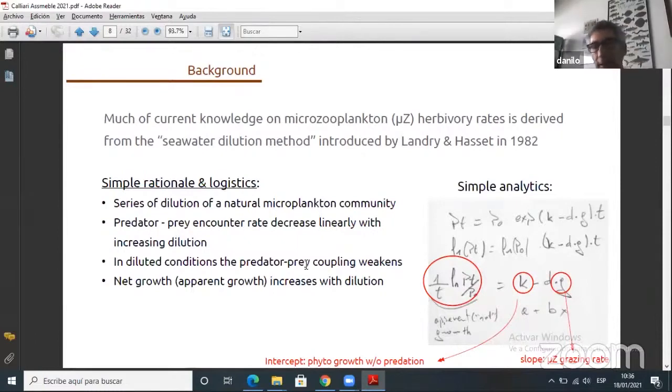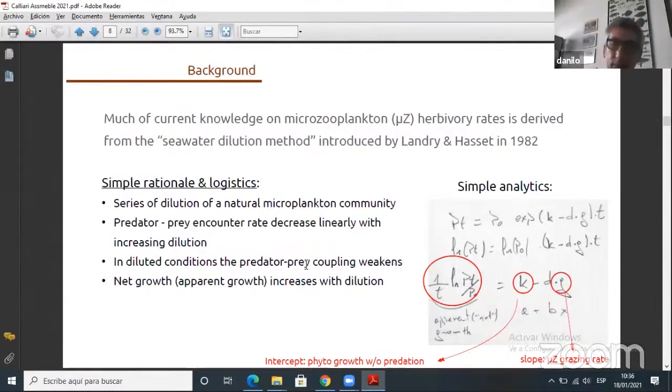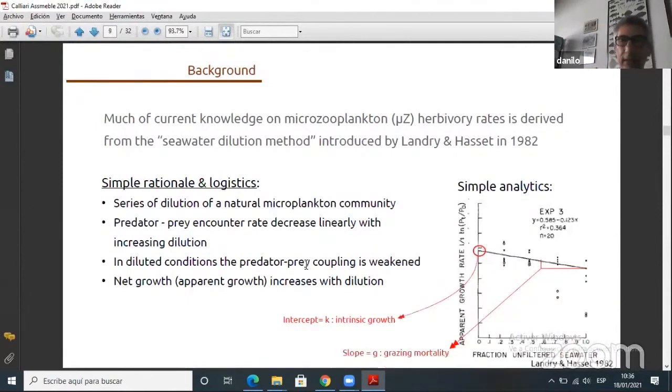Then we have the intrinsic growth rate, that is the intercept of the line, and the grazing rate by the microzooplankton is represented by the slope of the line. It looks more or less like this, a typical result of a dilution experiment, if one is lucky enough, of course, where we have the intercept and the grazing mortality as the slope.